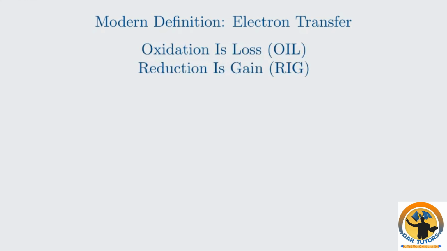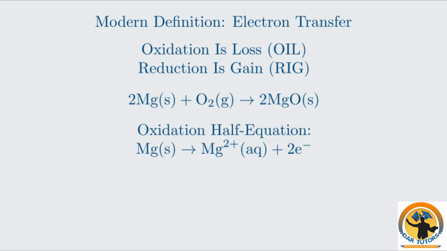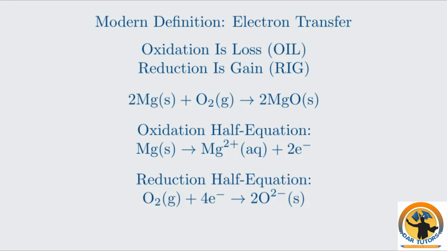Let's revisit our magnesium example through this new lens. In the formation of magnesium oxide, the magnesium atom loses 2 electrons to form a magnesium ion, Mg2+. This process is an oxidation. Each magnesium atom is oxidized, forming an Mg2+ ion. We can write this as a half equation. Mg gives Mg2+ plus 2 electrons. The oxygen molecule, O2, gains electrons to form oxide ions, O2-. This is a reduction. For every O2 molecule, 2 oxide ions are formed, requiring a total of 4 electrons.